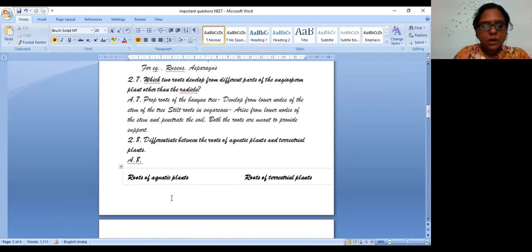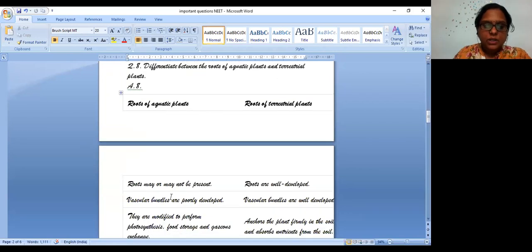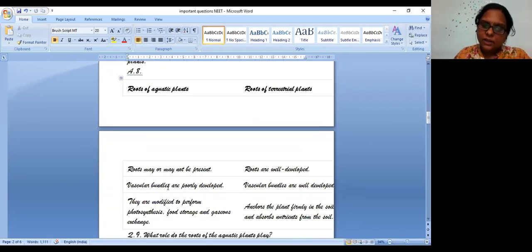Then, differentiate between the roots of the aquatic plant and the terrestrial plant. When you see the roots of the aquatic plant, they mostly float. Vascular bundles are poorly developed. What do you mean by vascular bundles?